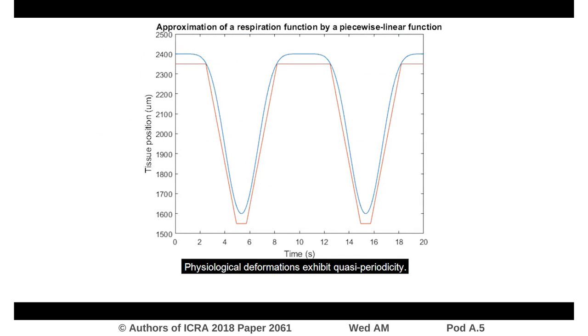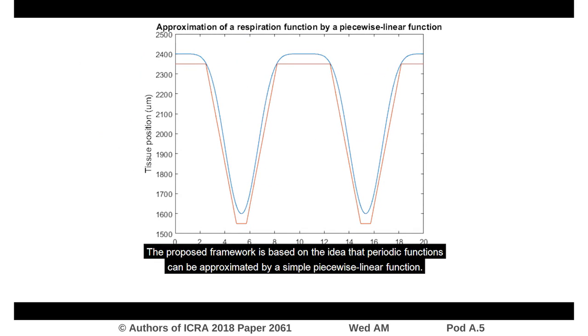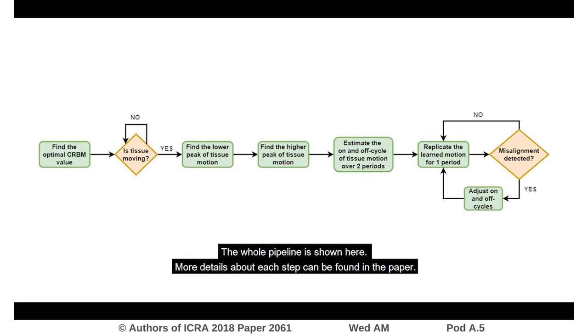Physiological deformations exhibit quasi-periodicity. The proposed framework is based on the idea that periodic functions can be approximated by a simple piecewise linear function. The framework can learn and reproduce this function online, with the help of the Creed-Roffey blur metric. The whole pipeline is shown here. More details about each step can be found in the paper.